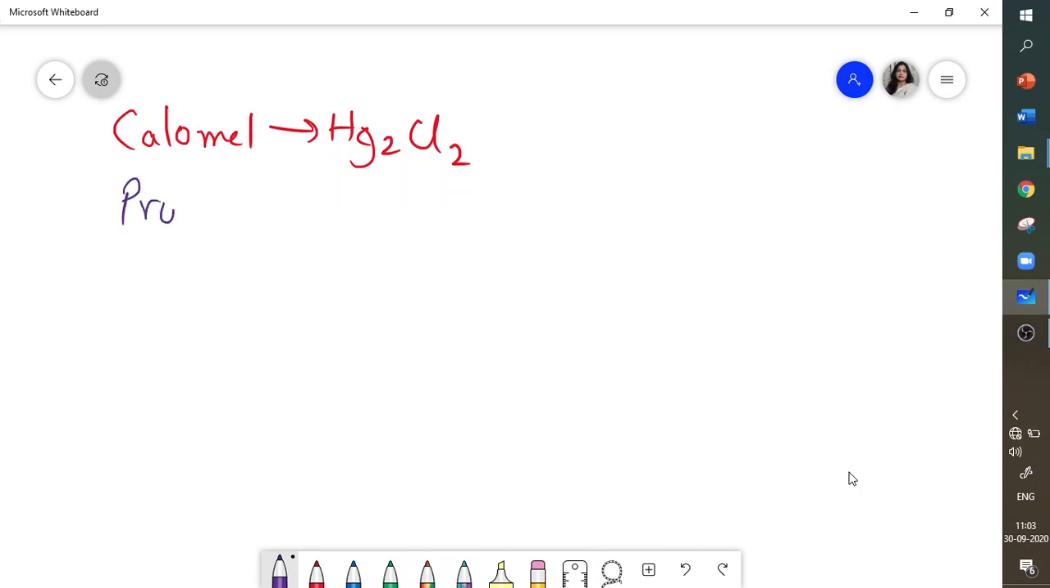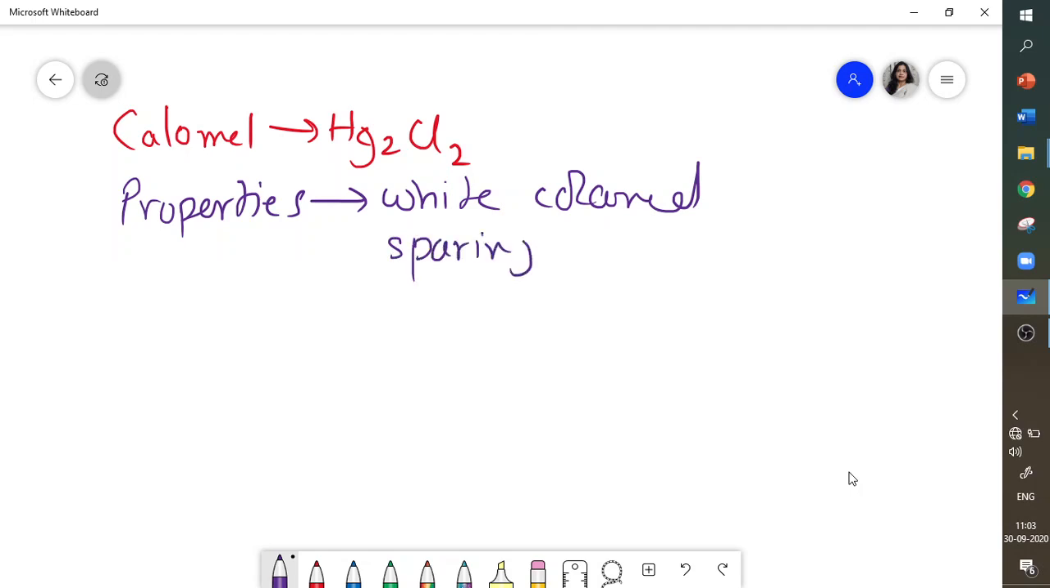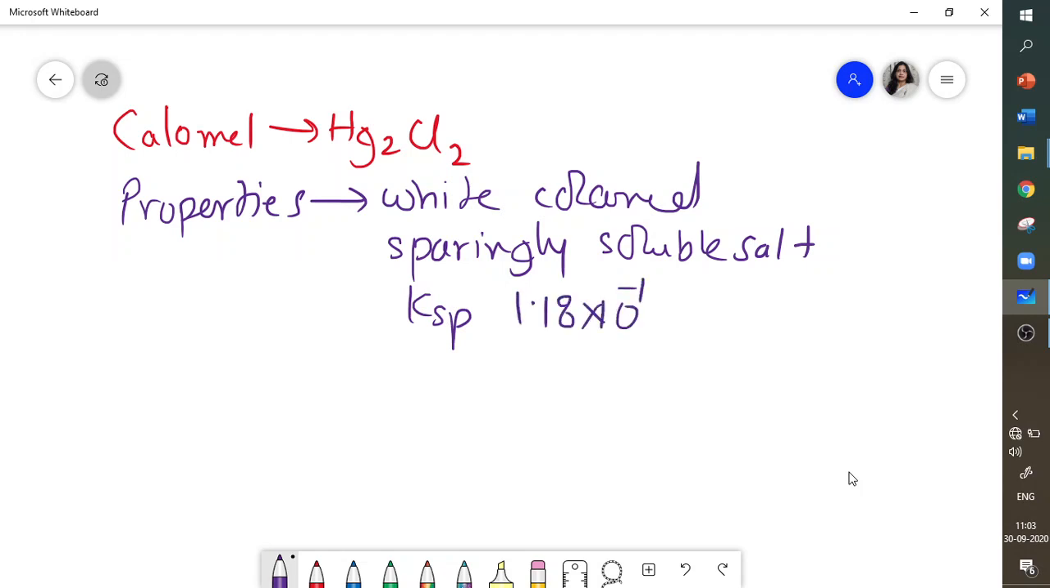If we see some of the properties of this calomel, it is white colored, and it has very low solubility. So we can say it is a sparingly soluble salt, with a Ksp value of 1.18 times 10 to the power minus 18. That is a very low Ksp value, so most of the time it remains in the precipitated form in water. Whenever we say sparingly soluble, solubility is always taken in water.